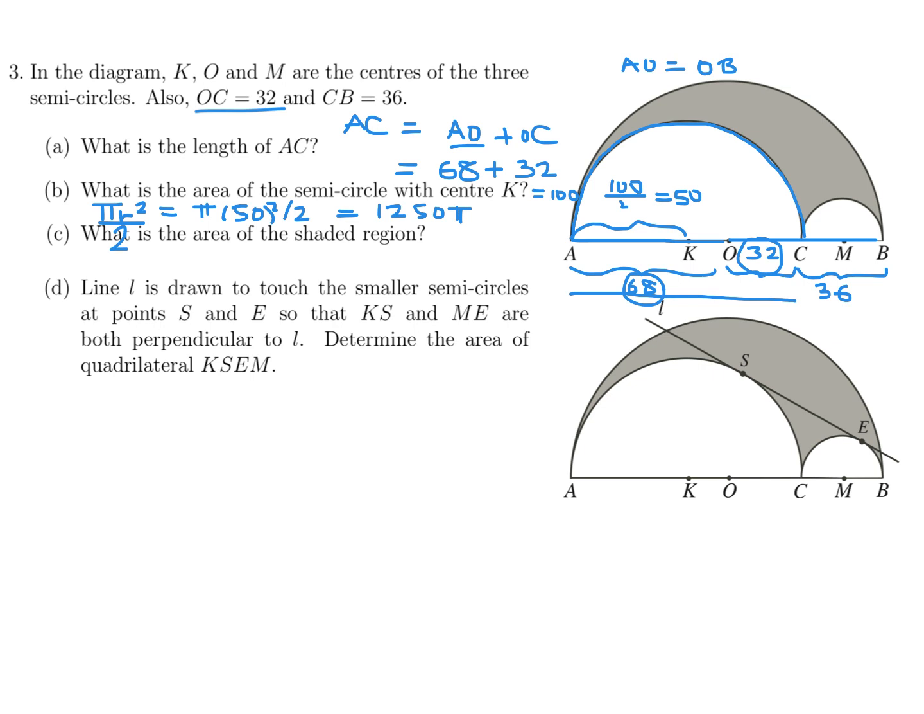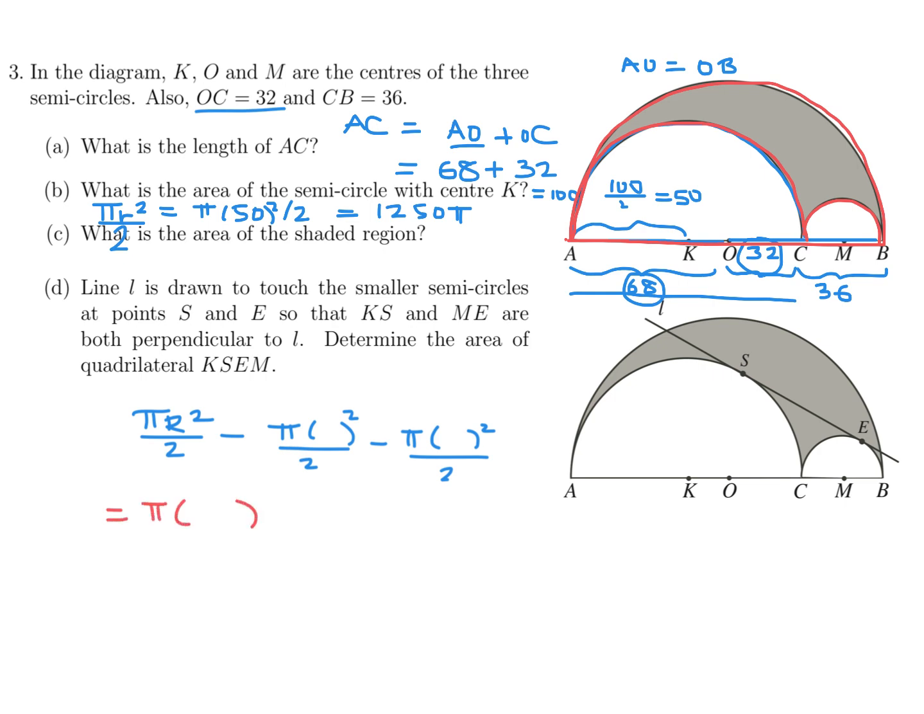Letter C, what is the area of the shaded region? Okay, so the area of the shaded region looks to me like basically the area of the big semicircle, so pi r squared over 2, minus the areas of the 2 smaller semicircles. So that is what I would write out. Basically the area of the big one minus this one and minus that one. So all we really need to do is figure out the radii.